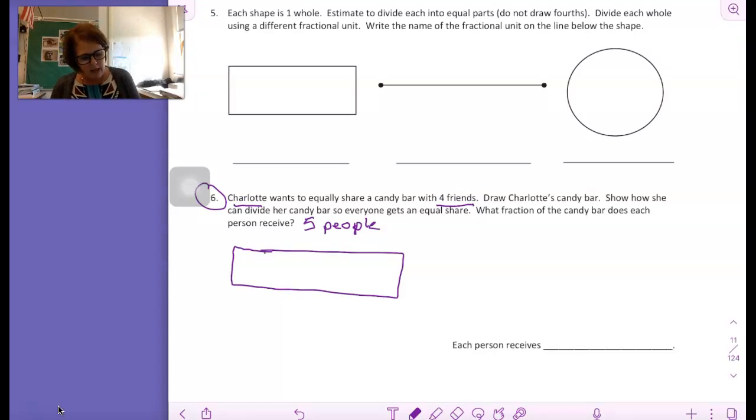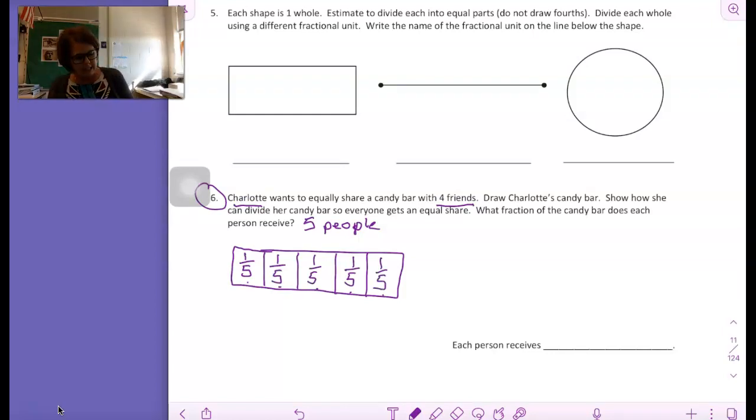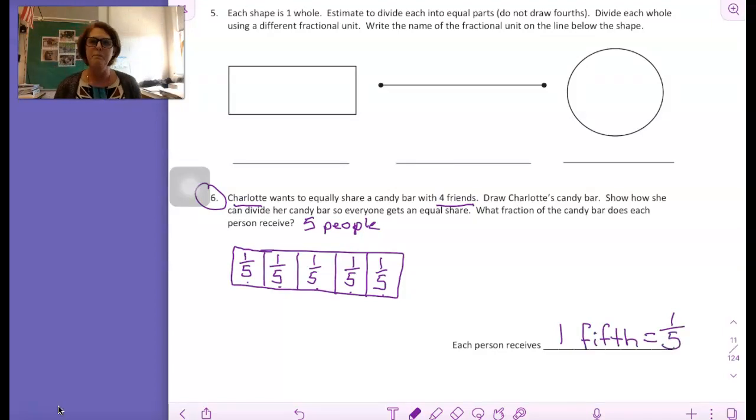So we're going to divide it into 5 equal parts because there's 5 people. So each of these represents 1/5, right? 1/5, 1/5, 1/5, 1/5, 1/5. So each person receives 1/5. You could also write it like that.